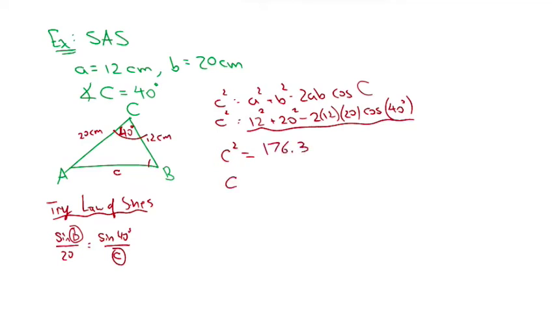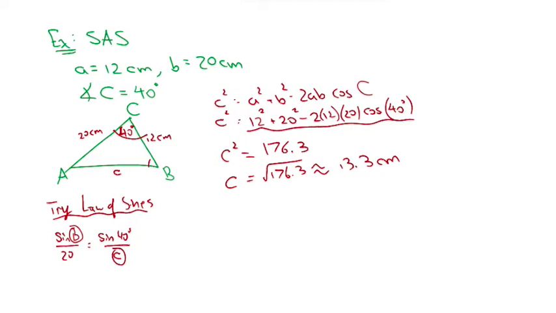So C is equal to the square root of 176.3, which is approximately 13.3. I think I said centimeters.